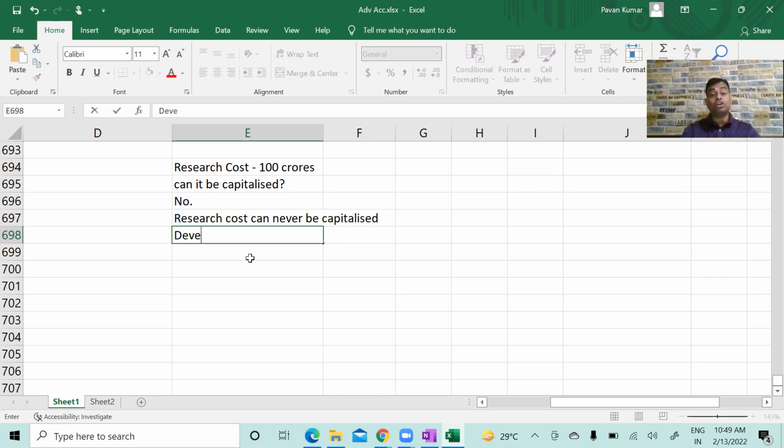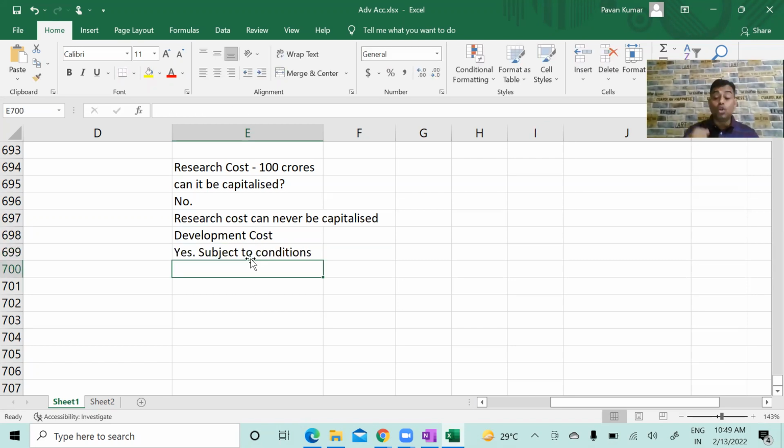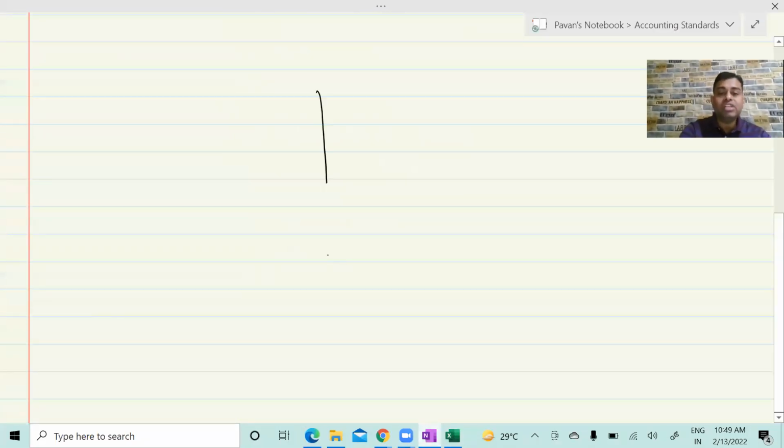What about development cost? The answer is yes, subject to 2 conditions. Pavan sir, I have done one research. Very good. So if you know the basics of strategic management, you have this product life cycle.